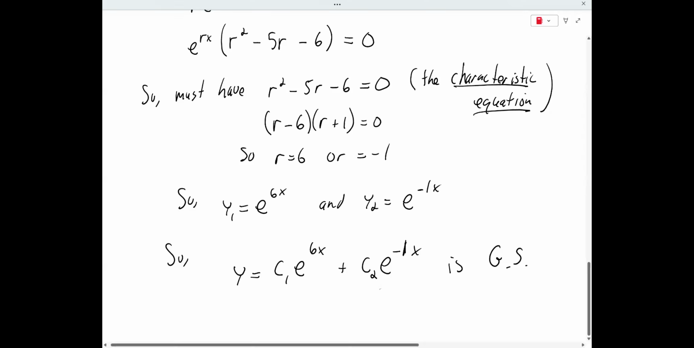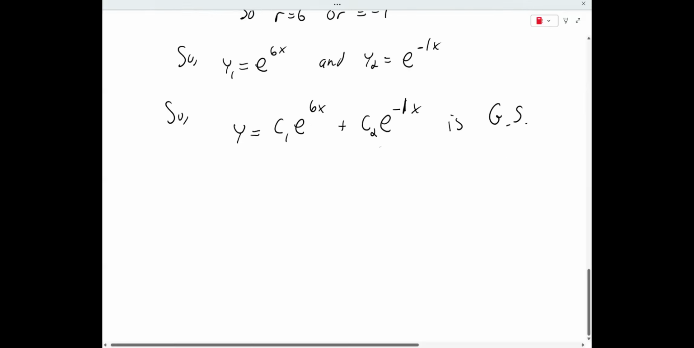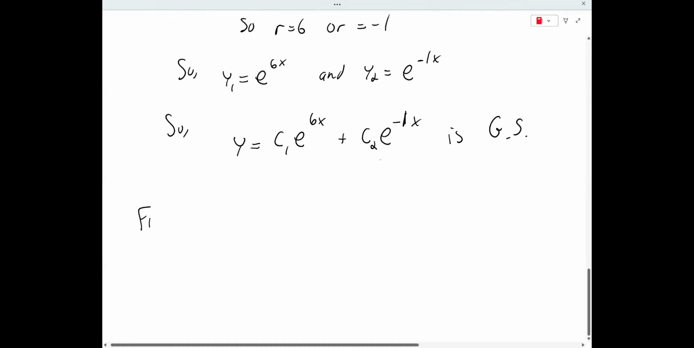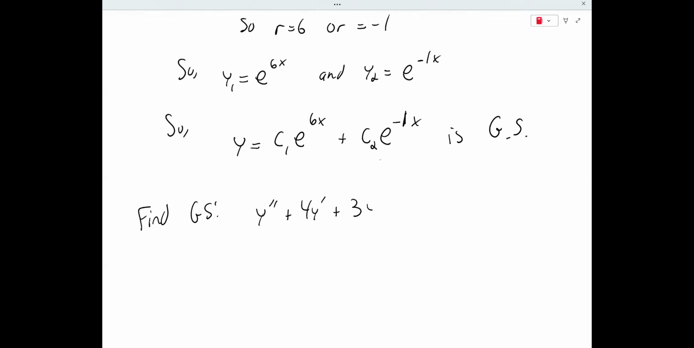Okay, so another example to try here. Let's say find the general solution. This is how this works. Let's say y double prime plus 4y prime plus 3y equals 0.